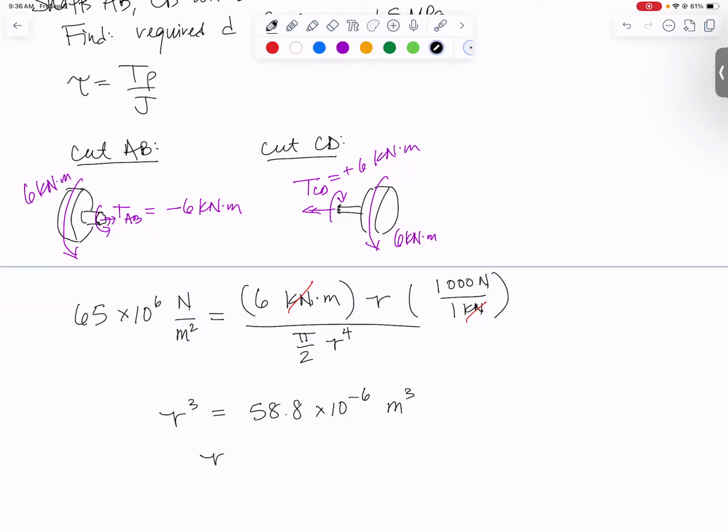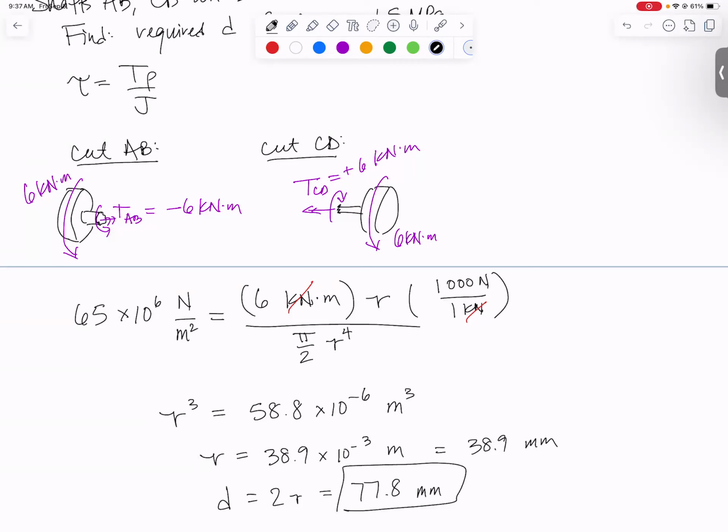So that means that R will be in meters, 38.9 times 10 to the minus third meters to be precise, which is 38.9 millimeters. Doubling that, the diameter is 77.8 millimeters. And that solves that problem.